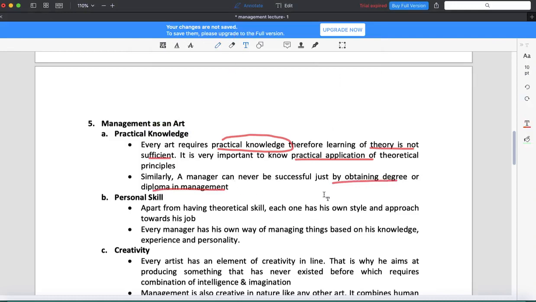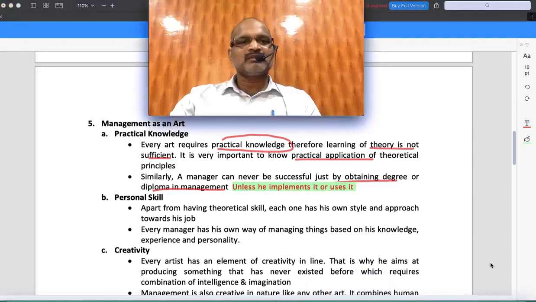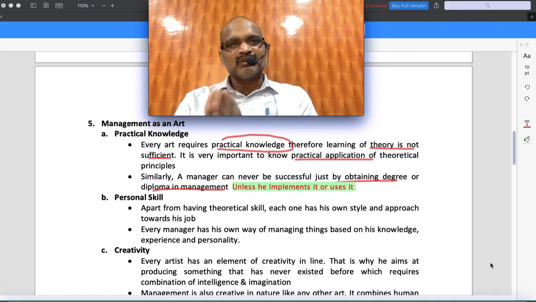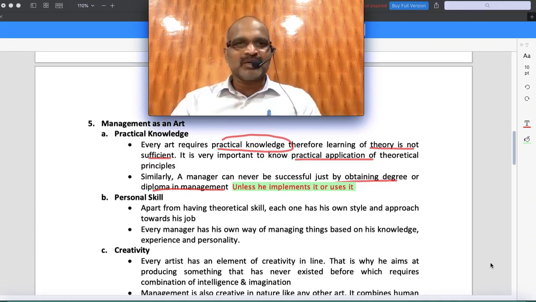unless he implements it or uses it. Understood? So art is always about practical knowledge. You learned theory and you should also know where it is going to be used. Everybody clear? If in case you have not learned theory, then anyway you can't do anything. So having theoretical knowledge and applying that knowledge is very important.